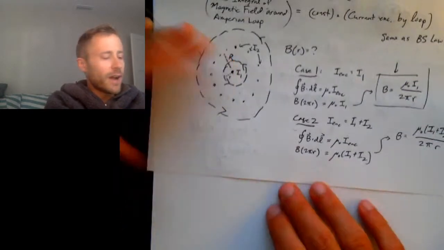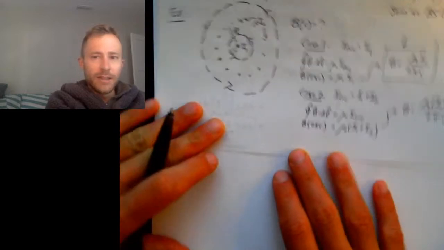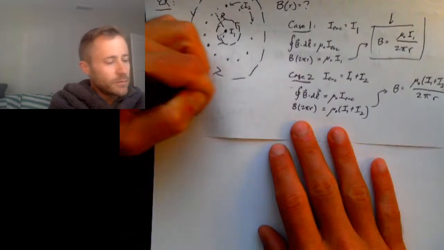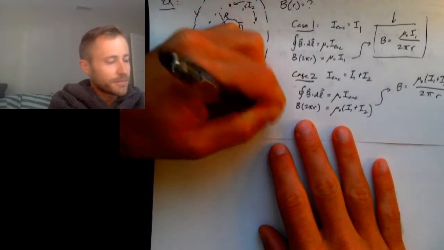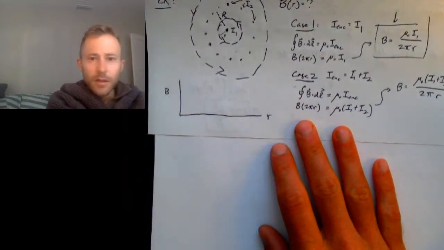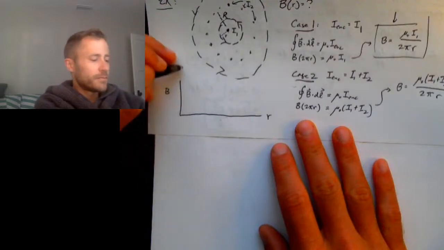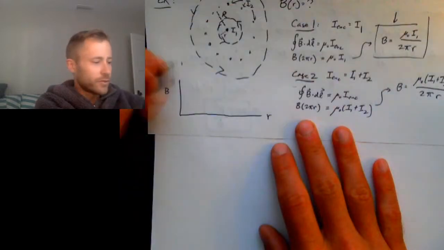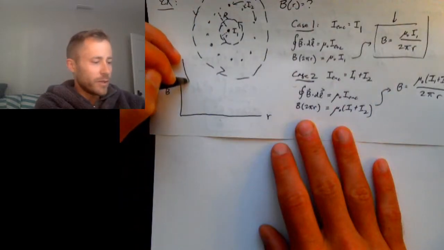So if we were to graph magnetic field versus distance from the center, it's going to look like this. It's like a graph of 1 over x. Okay, so it's going to come down from infinity.